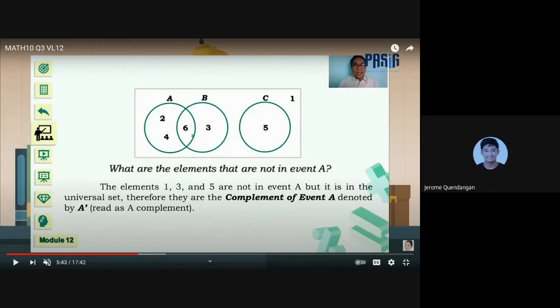2, 4, and 1. 2, 4, 6, 3, 1. So those are the elements not included in our event C. So those are C complement. So yun yung tinatawag na complement, yung mga elements na wala doon sa event na yan. So yan.